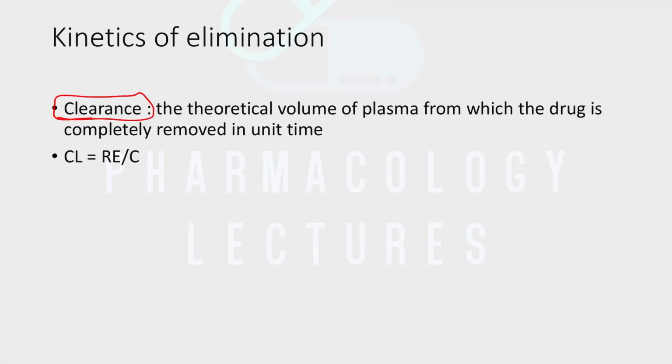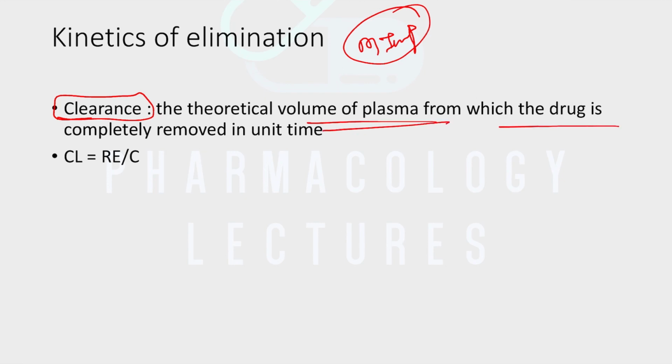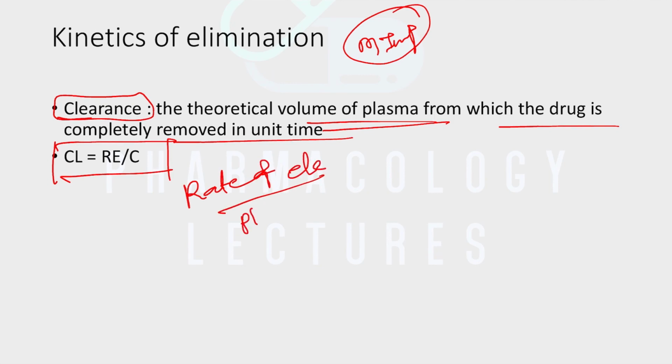So now we are into the kinetics of elimination, and this is the most important part of excretion. It starts with clearance. We need to understand what clearance is. As the name suggests, we need to clear, but what? We need to clear the plasma of the drug in a unit of time. So clearance is a theoretical volume of plasma which is cleared of drug in a particular unit of time, and the formula of clearance is rate of elimination upon plasma concentration.